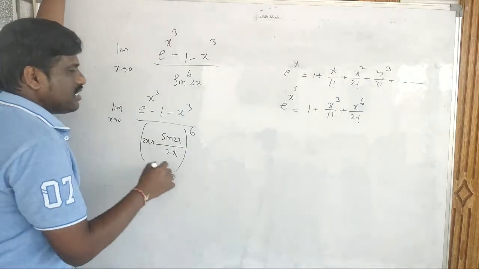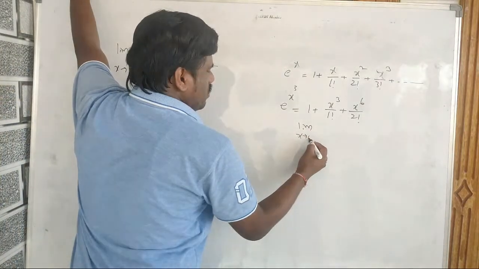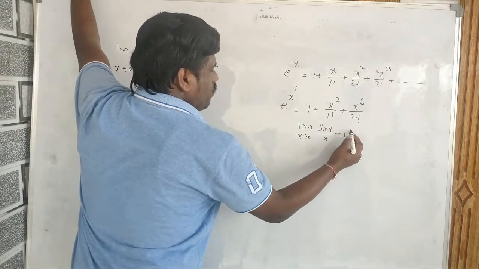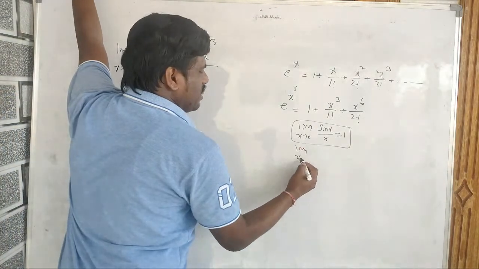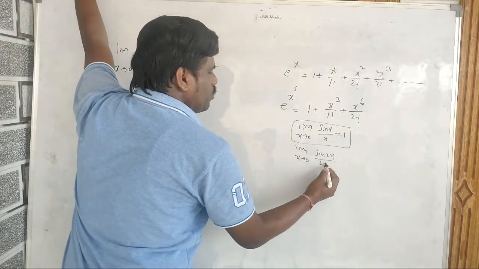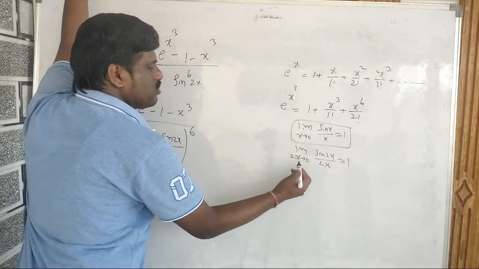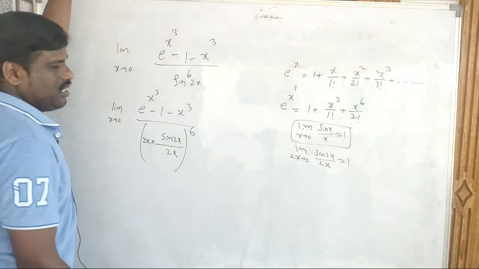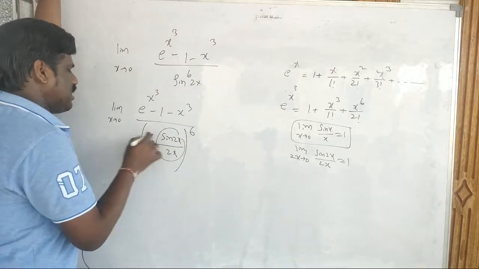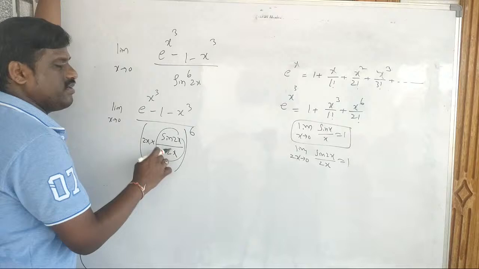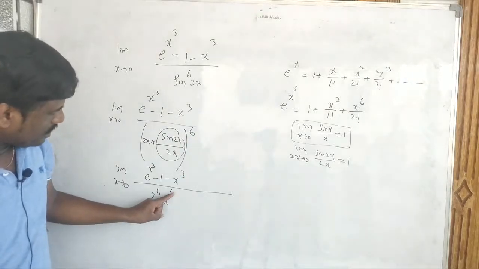You know that limit x tending to 0, sin x by x is equal to 1. In the same way, limit x tending to 0, sin 2x by 2x is also 1, because if x is tending to 0, 2x is also tending to 0. So I can multiply and divide by this. This whole part, as the limit approaches, is 1. So what I get here, limit x tending to 0, the denominator will change. e power x cube minus 1 minus x cube, and here I require the denominator x power 6.